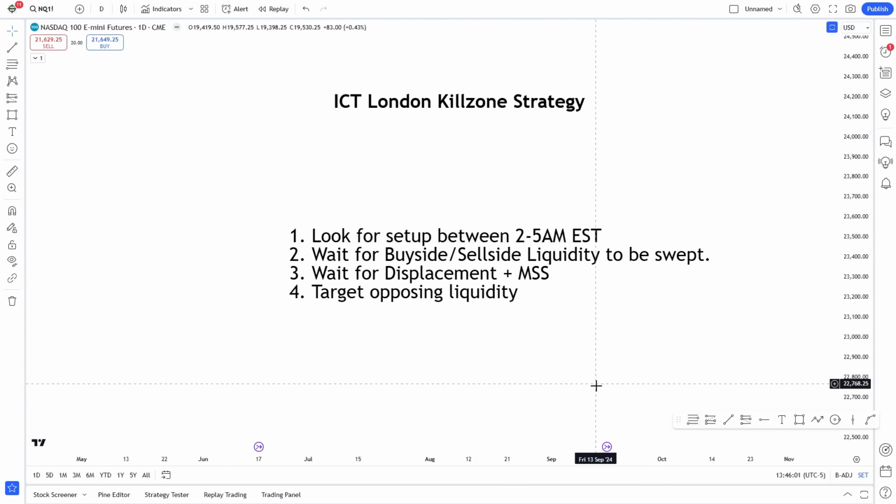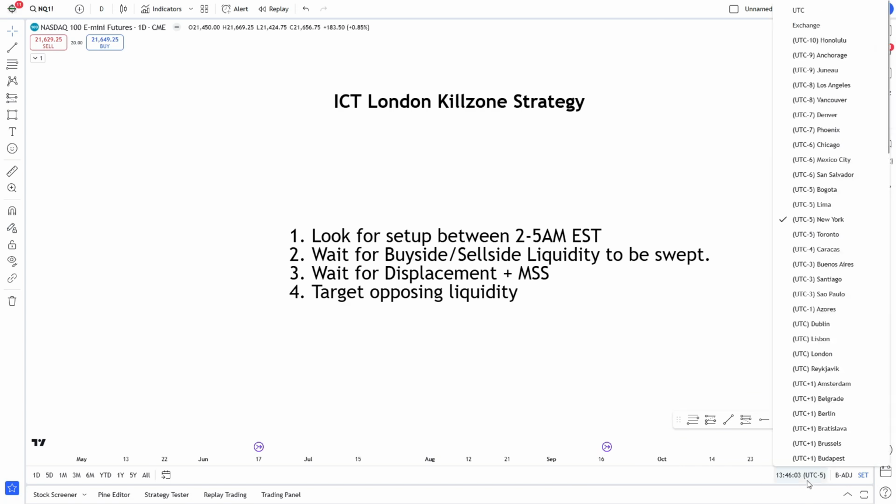Now a tip I have for you guys is to ensure your TradingView chart is set to UTC -5 New York local time, because this will help you to easily spot this time window in your TradingView chart so it does not become confusing for you guys.